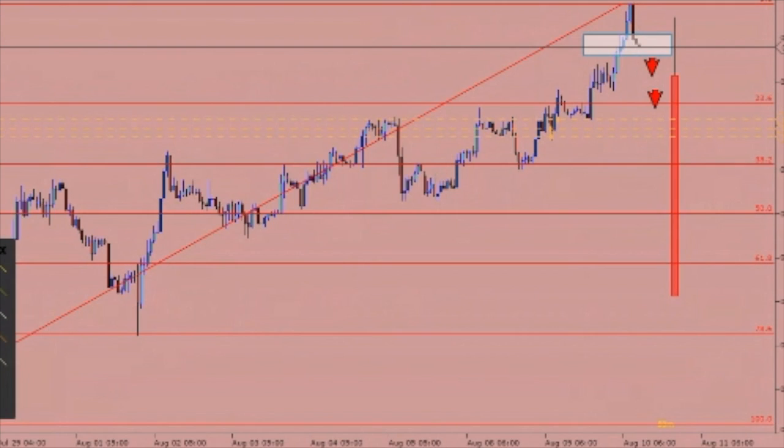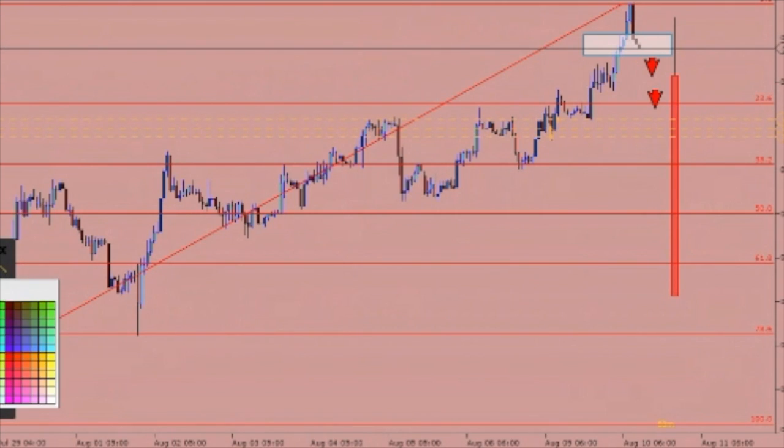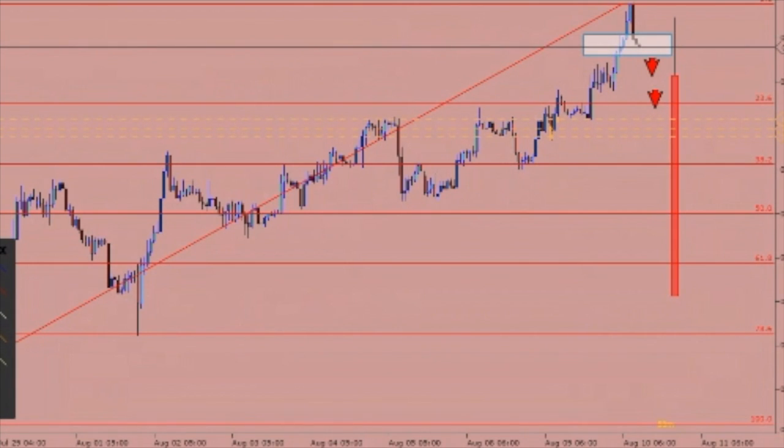This is the color scheme I usually use because this is what I'm used to seeing. I go blue for Tenkan-sen, red for Kijun-sen, because when the blue line rises above the red line, or the Tenkan-sen line rises above the Kijun-sen line, that's a buy signal. And when the red line rises above the blue line, your Kijun-sen rises above your Tenkan-sen, that's when you're going to have a sell signal.